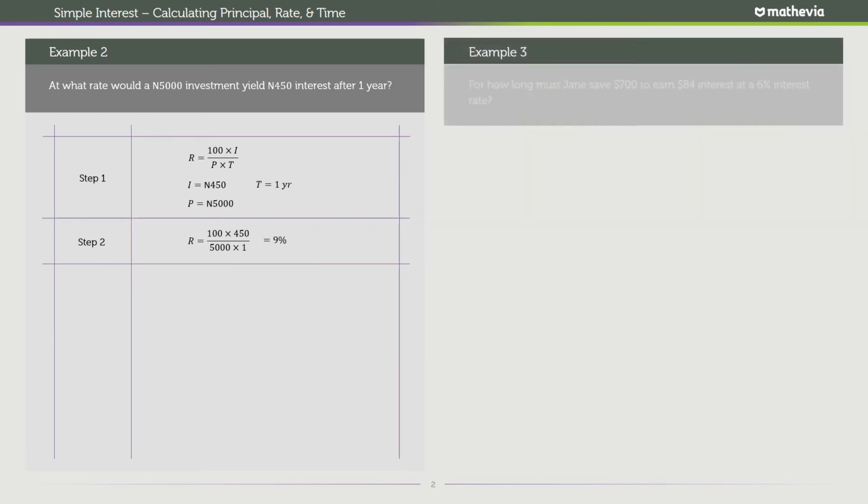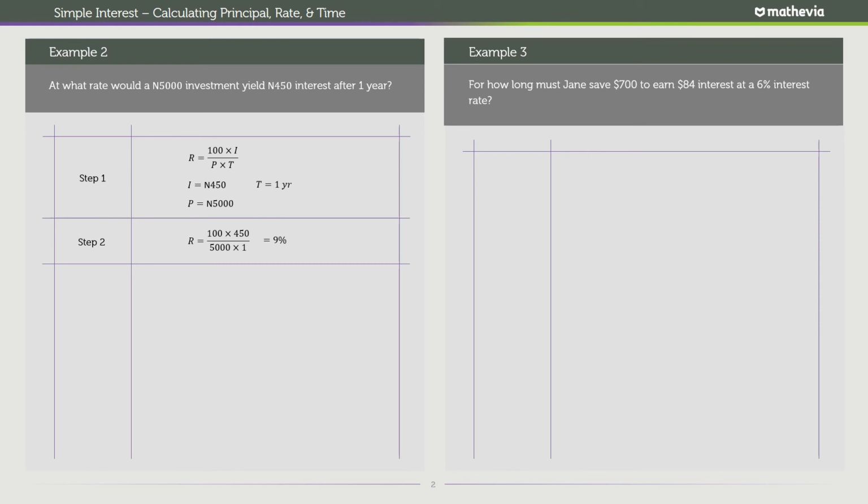Now, final example, example 3. These are actually really easy. For how long must Jane save $700 to earn $84 interest at a 6% interest rate? So we have principal, we have interest, we have rate, and we're looking to find time. Time equals 100 times interest divided by principal times rate. Interest is $84, principal is $700, and rate is 6%. So we're just going to multiply interest by 100 and divide by the other two. So 84 times 100 divided by 700 times 6, and we should have 2 years.